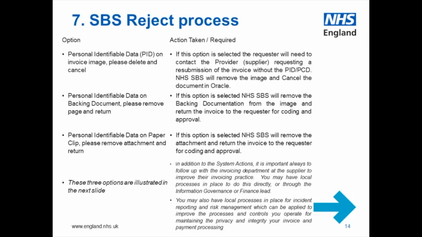Within the ISFE system Invoice Workbench, there is a specific process designed to deal with any invoice image containing or accompanied by PCD. The user, having identified the problem, checks the box for Unable to Process and then selects one of three options depending on whether the invoice itself needs to be returned unpaid for correction to the supplier and resubmission, or it is simply a case of SBS removing an offending attachment or electronic paperclip.